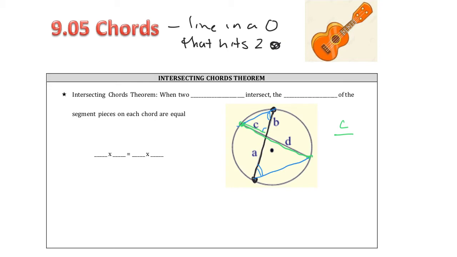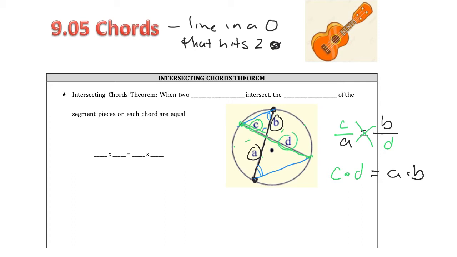So C, if I just flip this triangle over this line, C would match up with A. And that's equal to B over D. And then if we cross multiply, we're going to see a nice easy trick. C times D equals A times B. So the pieces of this line times each other equal the pieces of this line times each other.